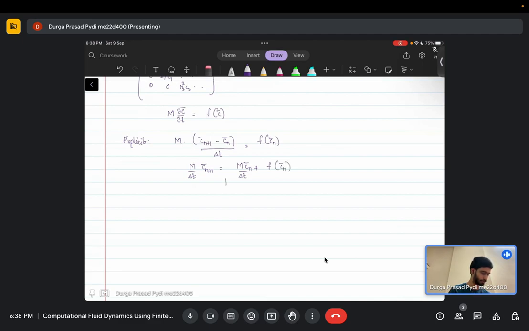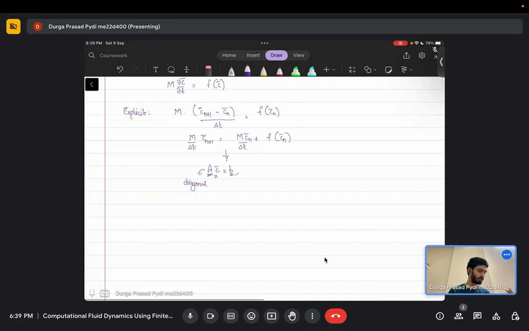This particular equation is of the form A times C bar equal to B. You know the value of A and B, and this is a diagonal matrix, which essentially simplifies your problem even further. Once you evaluate the values of B, you can get the values of C bar at that particular time step at n plus 1, and you can keep on marching in time till you reach your steady state or whatever will be your condition depending on your problem.